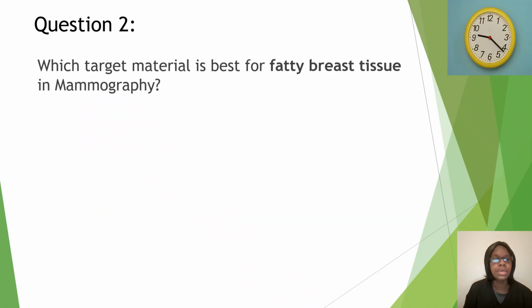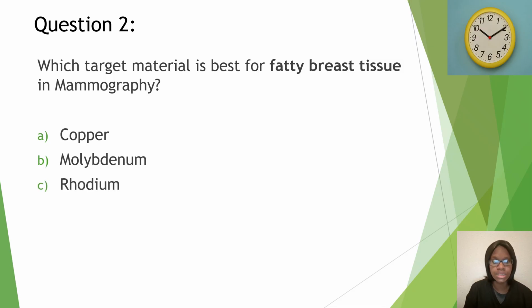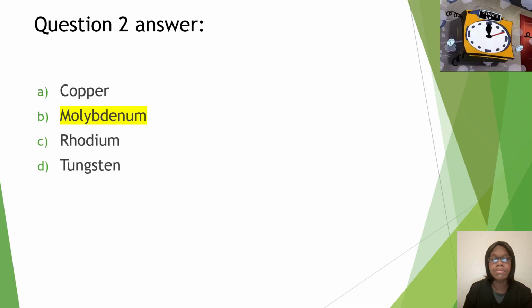Question 2. Which target material is best for fatty breast tissue in mammography? A, copper. B, molybdenum. C, rhodium. D, tungsten. All right, the correct answer is B, molybdenum.